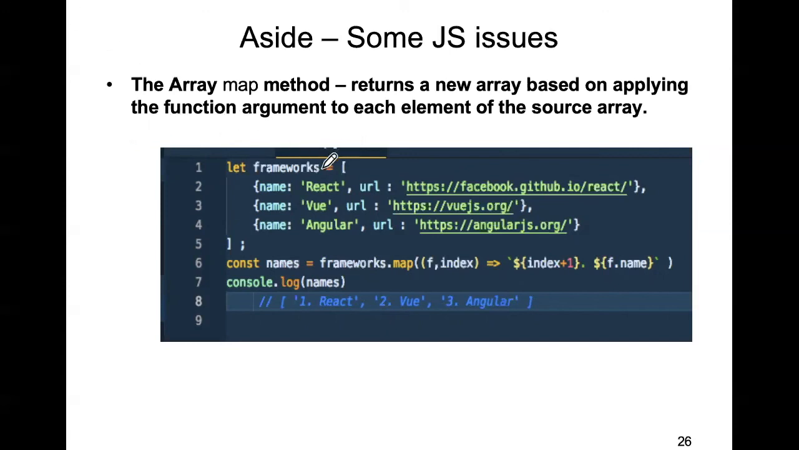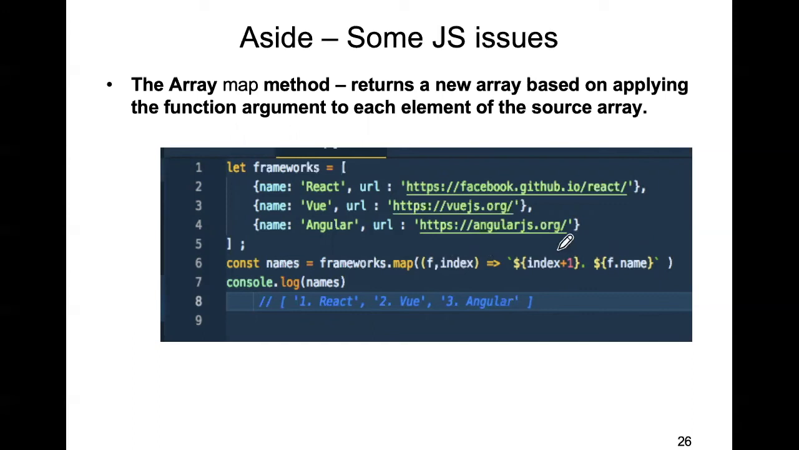So I've got an array of JavaScript objects, and here I'm invoking the map method on that array. I'm passing in a function to the map method, which is what it expects. And as I said, what the map method does is it invokes this function for every entry in this array, one by one.